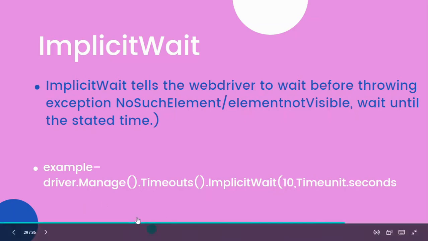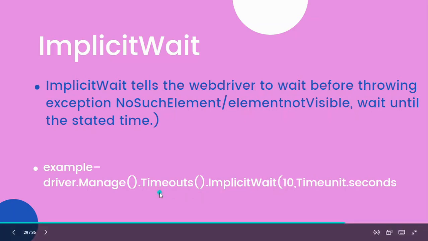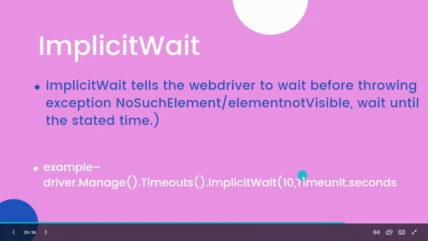So we will be defining the time under this implicit wait, and the WebDriver will wait for that particular time before throwing any of the exception. And the format for writing the implicit wait is driver.manage().timeouts().implicitlyWait(time, TimeUnit.SECONDS). So here if you say time as 10 and the time unit is second, it will wait for 10 seconds. And if you say TimeUnit.MILLISECONDS, it will wait for 10 milliseconds. So this is the format for using the implicit wait.